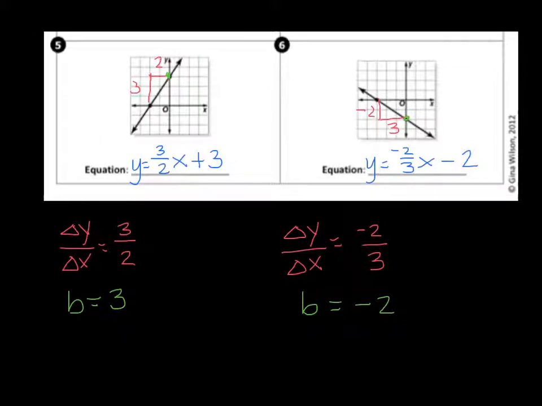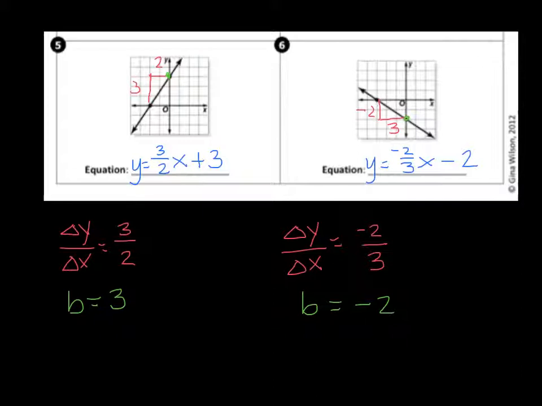If you look at number 5, to identify my rate of change or my slope, so that's your change in y over your change in x, I had to rise 3 and run 2 to the right. So that made my slope or my rate of change 3 over 2. So 3 over 2x, and then my y-intercept is the point where the line is intersecting the y-axis. If I look, that occurs at positive 3. So y equals 3 over 2x plus 3 would be my equation in slope-intercept form.